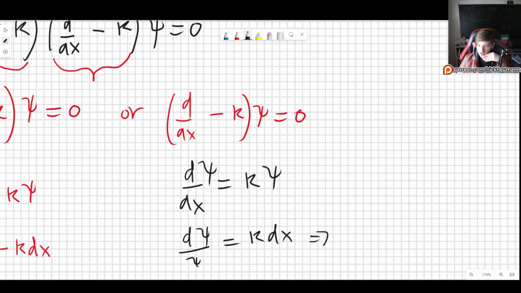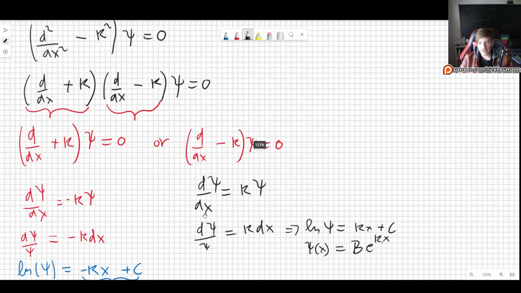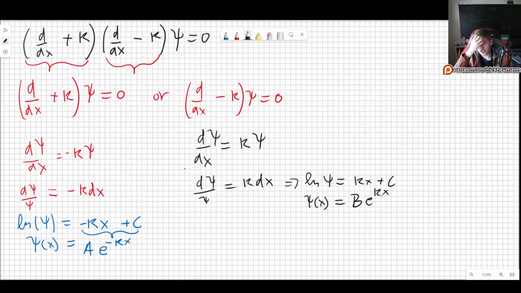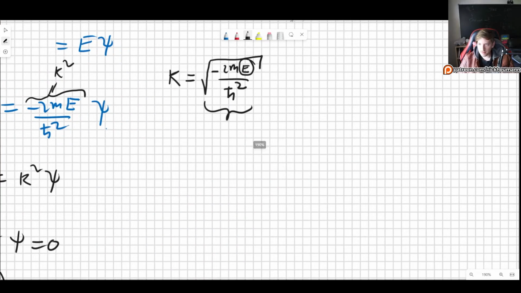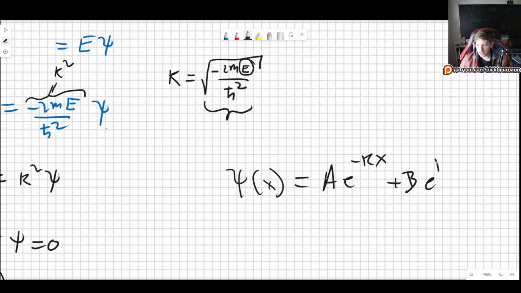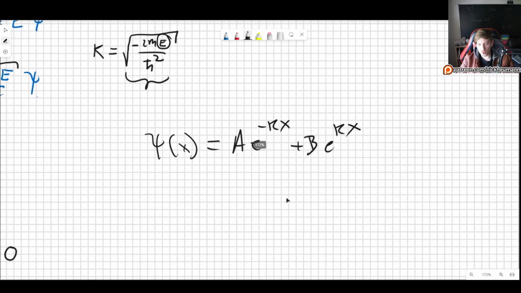Now we integrate, so we get natural log of psi. This is kx plus some constant. And then we exponentiate, so we get that psi of x will be simply some b times e to the kx. Okay, so of course the actual solution is going to be the linear combination of these two. So that means that our solution for this case, let's go back up, will simply be psi of x is a e to the minus kx plus b e to the kx. Okay, so that is our solution in this case.